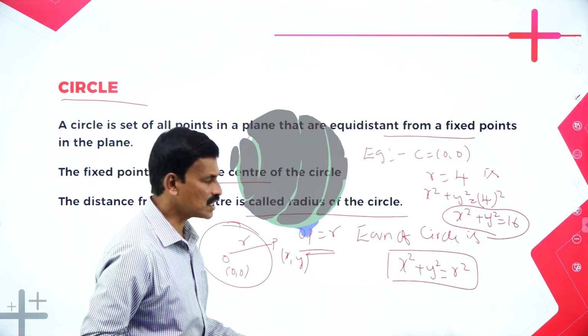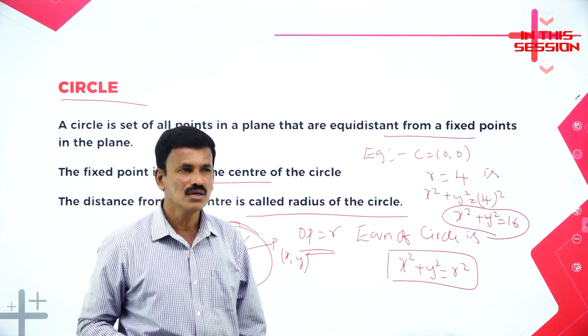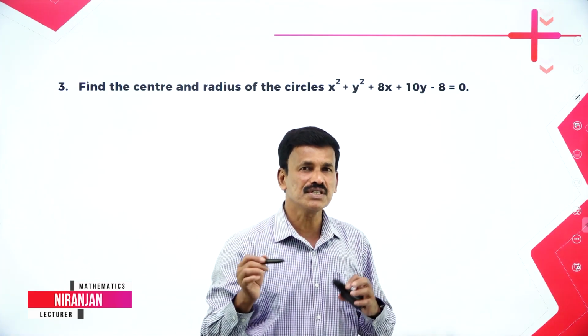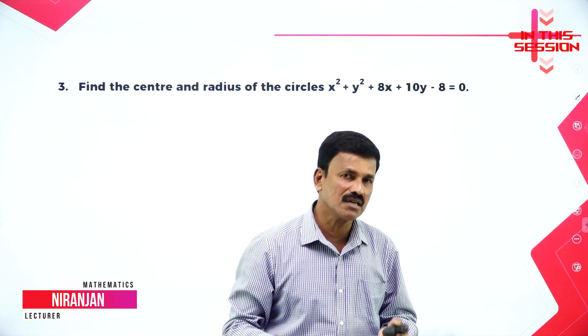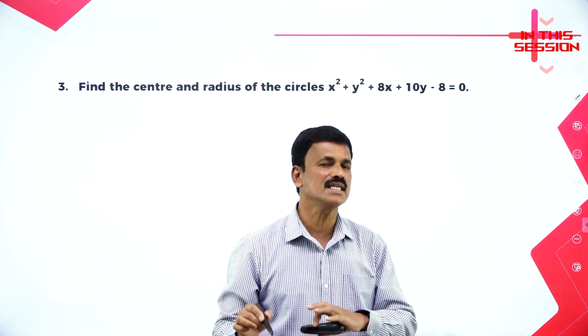So the equation of a circle whose center is the origin and the radius r is x square plus y square is equal to r square. This is an example. Center and radius is given. So what is required to find is the equation of a circle. But here equation of a circle is given. What is required to find is the center and radius.